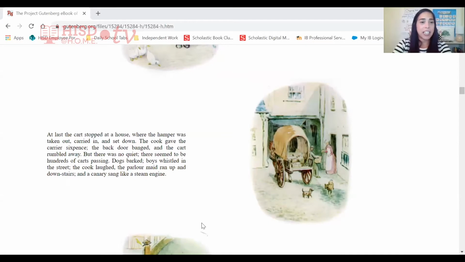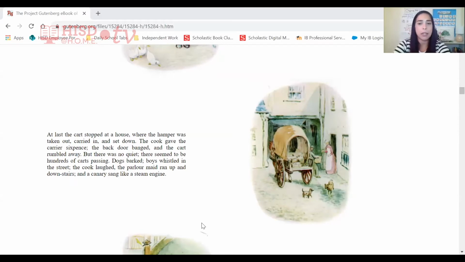The cook gave the carrier 6 pence. The back door banged, and the cart rumbled away, but there was no quiet. There seemed to be hundreds of carts passing. Dogs barked, boys whistled in the street, and the cook laughed. The parlor maid ran up and downstairs, and the canary sang like a steam engine.